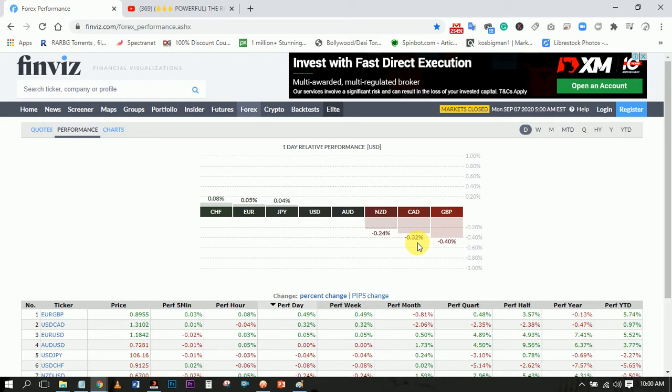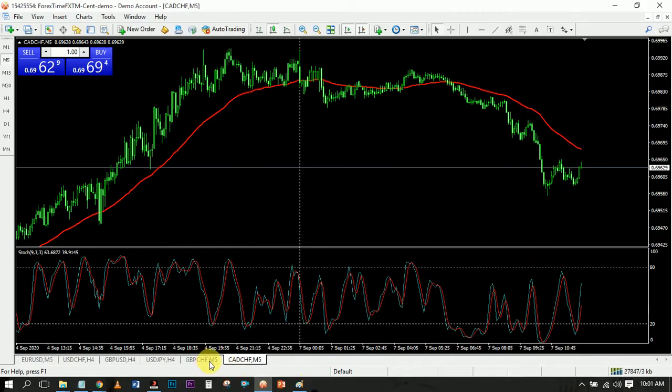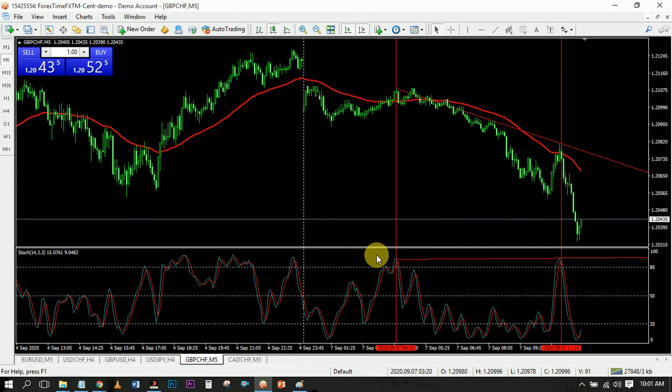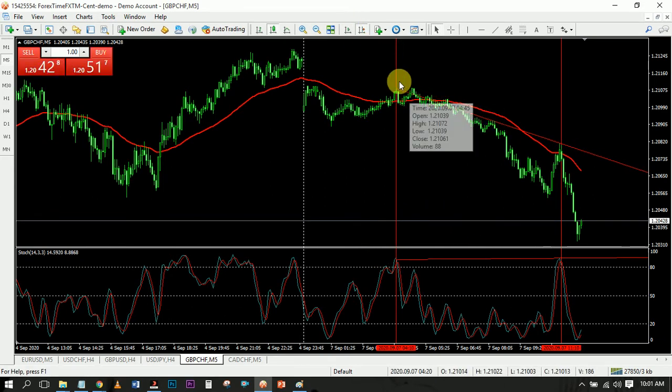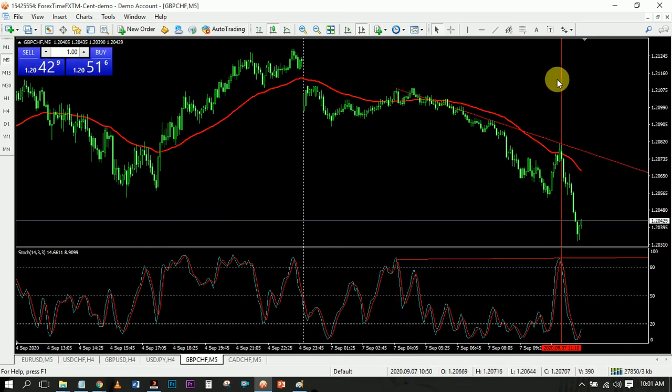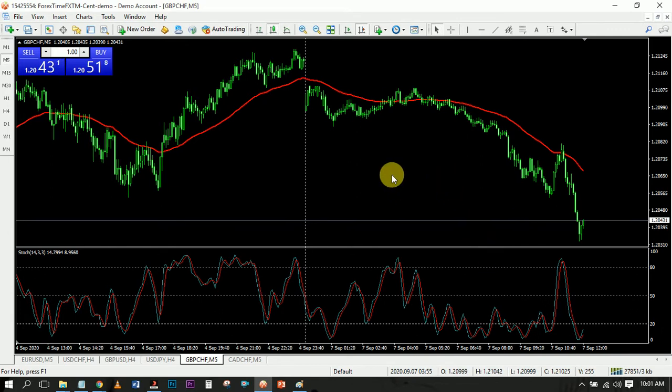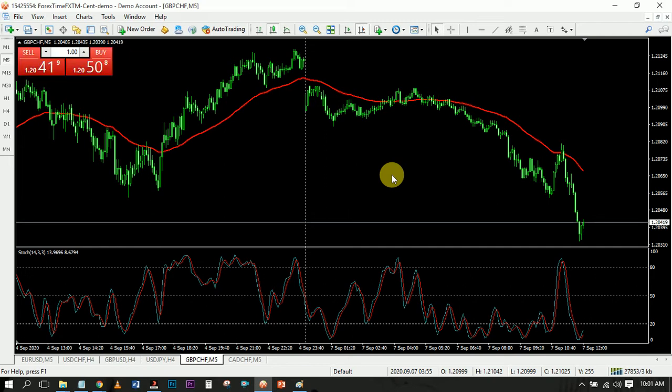So now we'll be looking into the GBP and the Swiss franc chart. So come here. This is my GBP and the Swiss franc chart. Now in my GBP and Swiss franc chart, you can see here that I already have indicators shown here. Now the best indicator for you to use, I would say the best strategy to help you trade alongside the trend, is using hidden divergence.